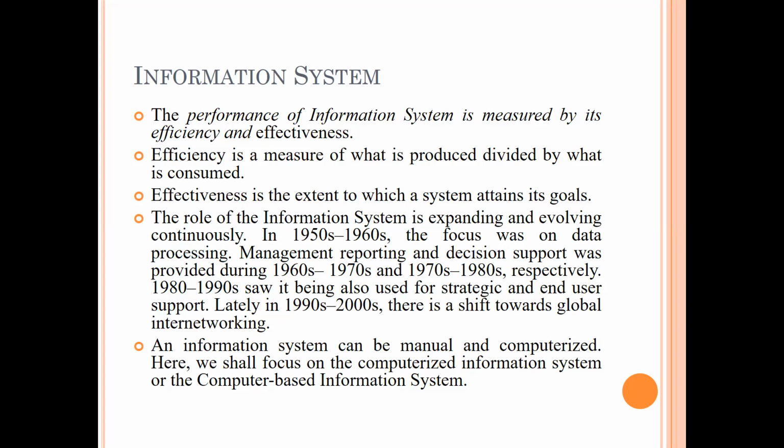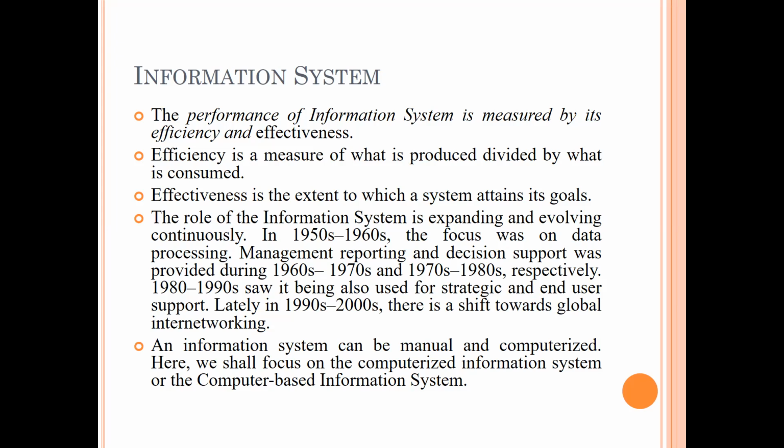Effectiveness is the extent to which a system attains its goals. In this case, if the system has been set to complete a certain task within minutes, does it achieve that goal? Does it attain that goal? If it does not, or if it goes over the minutes into hours, then it's not effective. But if it attains its goals within the set time, then we can say it's an effective system.